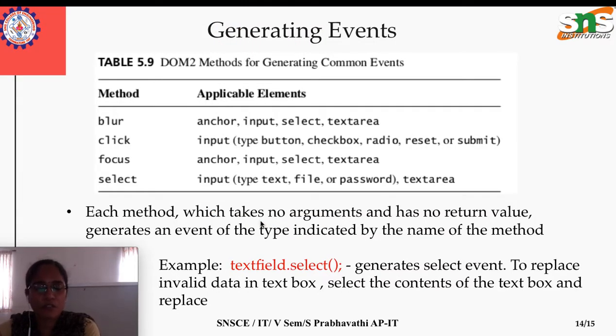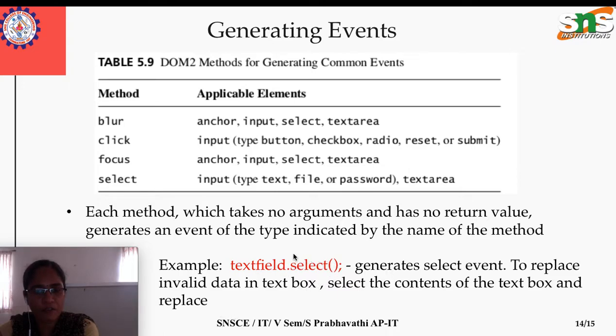And moving on to generating some common events. These are some of the common events applicable for almost all the elements, with methods like select, focus, click and blur. Each of these methods takes no arguments and has no return value. It will generate the event indicated by the name of the method. For example, textField.select generates the select event. To replace invalid data in a text box, select the content of the text box and replace it. So to replace the invalid data, we need to select that text box.